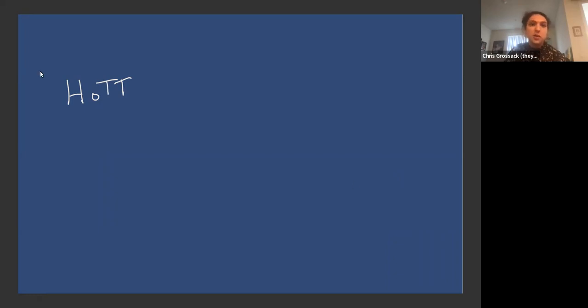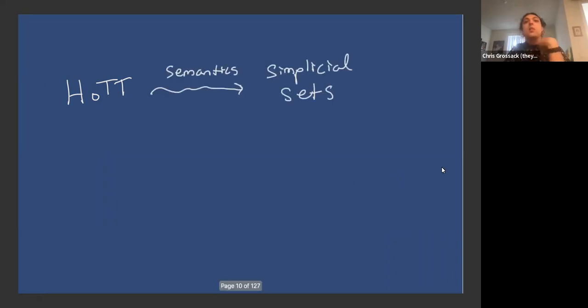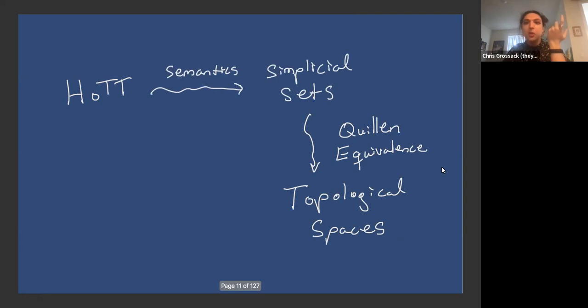So the plan is going to be to start with homotopy type theory. And then we're going to have semantics that interpret the logic of homotopy type theory in the world of simplicial sets. And depending how fancy you feel, that's either going to be model category theoretic or infinity category theoretic. We'll be sticking with the language of model categories today because they're slightly quicker to introduce. And then we're going to pass along equivalence from the category of simplicial sets to the category of topological spaces. And that's going to give us, when you compose these arrows, some way of interpreting homotopy type theory in the category of topological spaces up to homotopy.